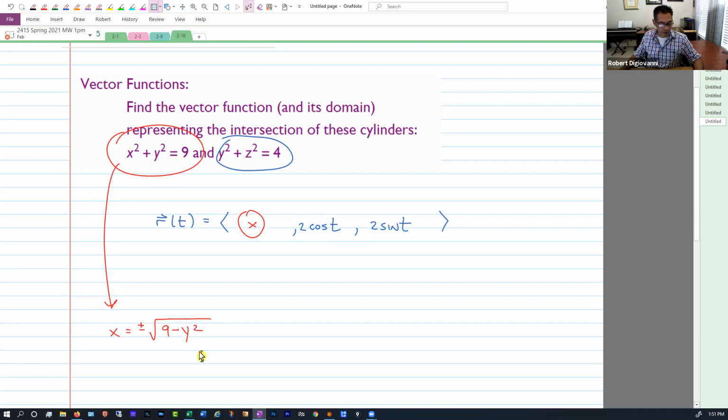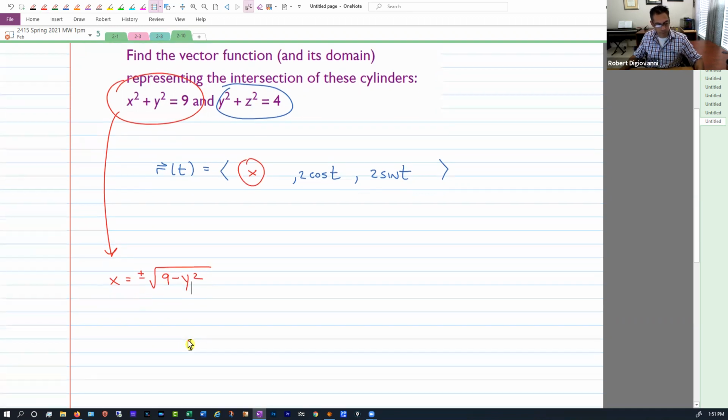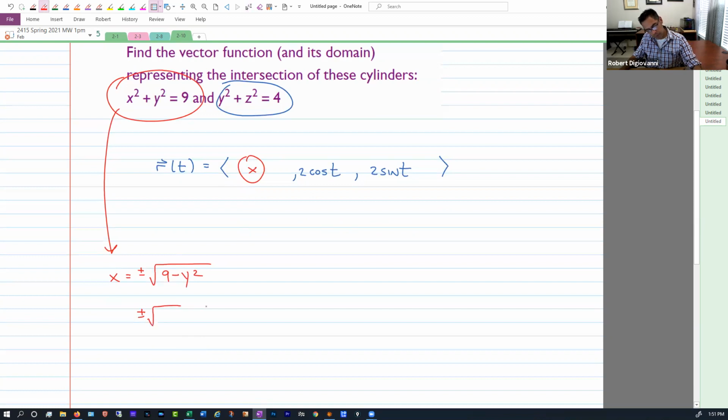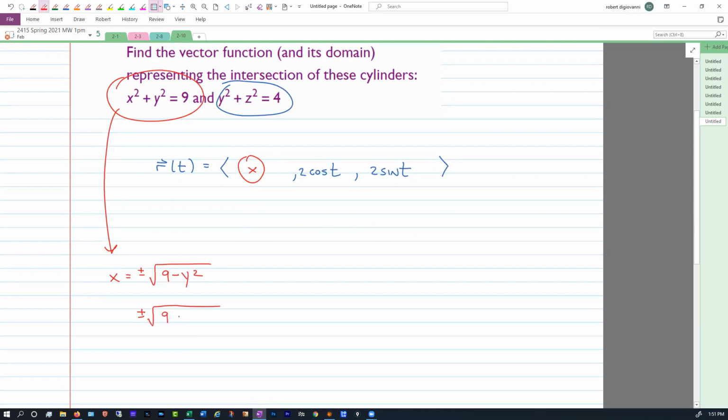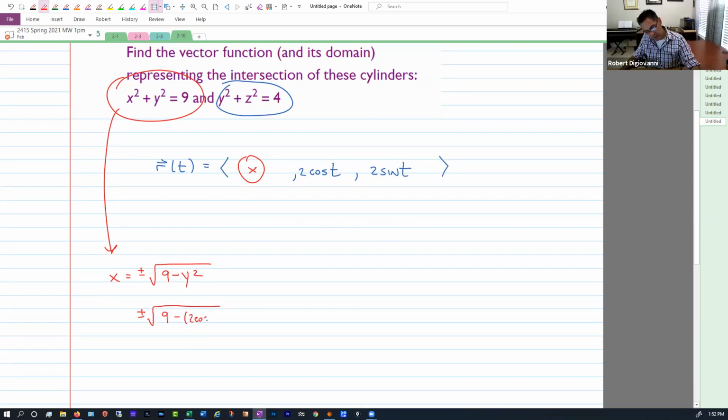And then I can replace y with what? With 2 cosine t. So minus 2 cosine t squared. So we get square root of 9 minus 4 cosine squared t. That's what x should be. So again, I'm going to have two different curves. I put that in here. The positive root, that'll give me one of the curves, and then I do the negative root, and that'll give me the other curve.